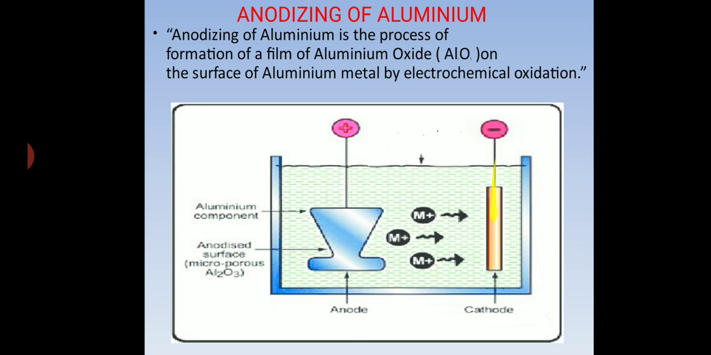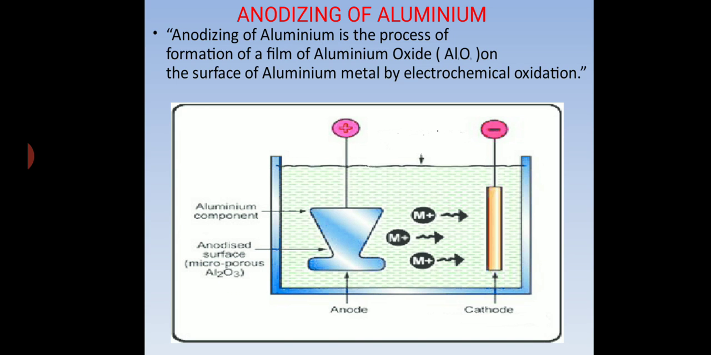Then any other metal is made as cathode. Particularly in this process, steel or carbon electrode is made as cathode. So there will be an anode, a cathode and an electrolyte, hence it is an electrolysis process. After the process, the anode, which is the aluminium component, is converted into an anodized surface. An Al2O3 coating will be formed.